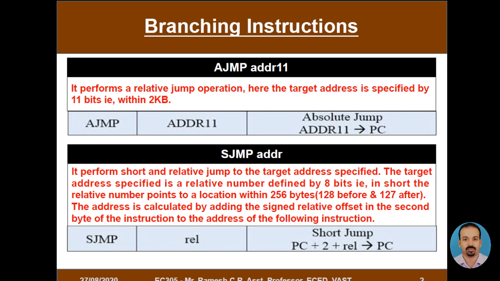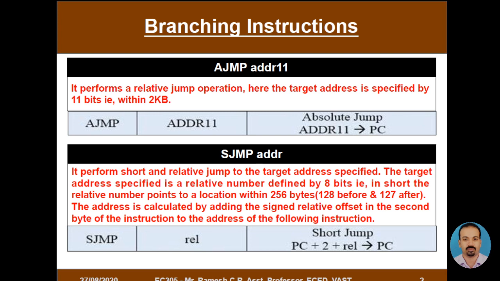So maximum it is 256 bytes, and if I need to jump backward, from the current position I can go up to 128 bytes backward, and I can go forward 127 bytes. Okay, so that is the feasibility if I go for this SJMP address. In this case you can see the new address to which the program execution has to be transferred is calculated by adding 2 to the current program counter value and the signed relative offset value that is specified as the address value. Okay, so likewise it is calculated.